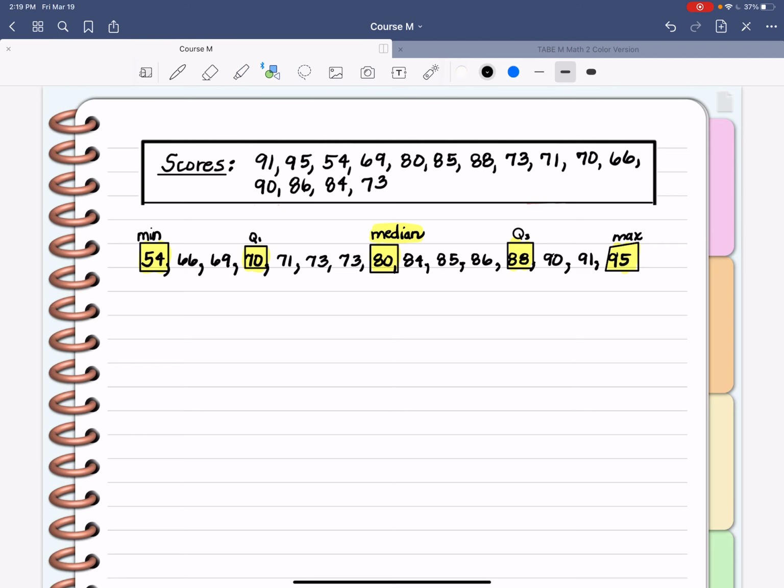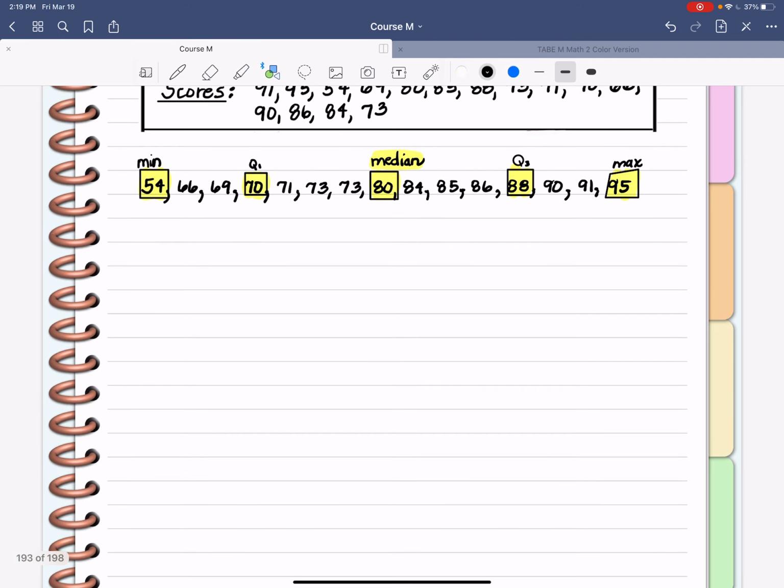So here we go. I'm going to start with the scale. So draw yourself a straight line. And we have to go from 54 to 95. This is a long scale. If I had this to do over, I would not have chosen to do it this way.